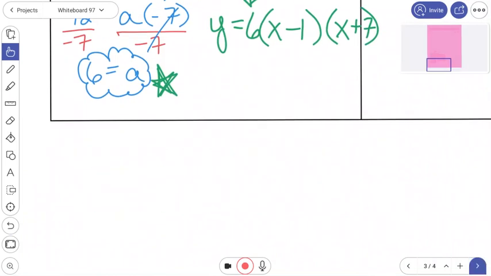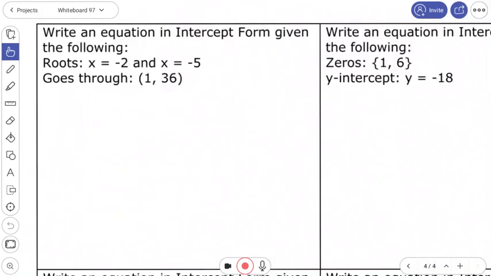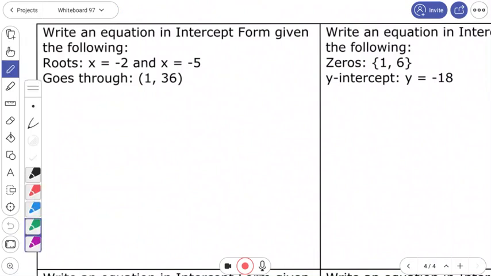All right, your next example on the back of your note sheet says write an equation in intercept form given the following. You are given roots, x equals negative 2 and x equals negative 5. Roots are the same thing as x-intercepts. So go ahead and label them P and Q. They're not given to you as an ordered pair in this instance. We just tell you, hey, these are your roots, P and Q.